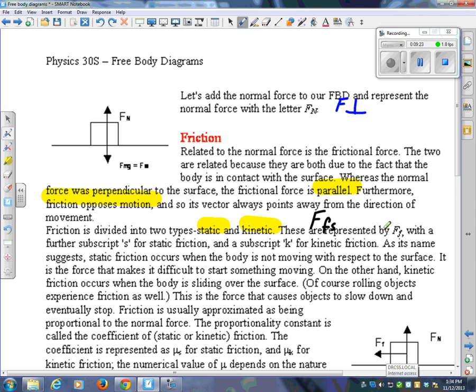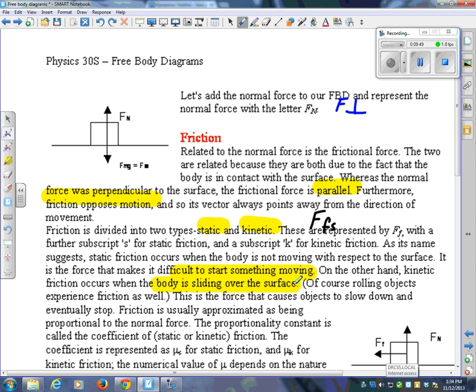As its name suggests, static friction occurs when the body is not moving with respect to the surface. It is the force that makes it difficult to start something moving, like me pushing the filing cabinet. Static friction. On the other hand, kinetic friction occurs when the body is sliding over the surface. If I get my filing cabinet moving, now it's what we call kinetic friction. Is it the same amount of friction?